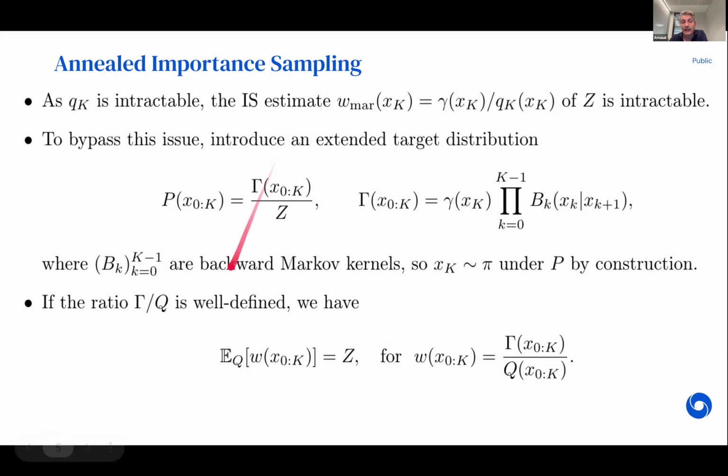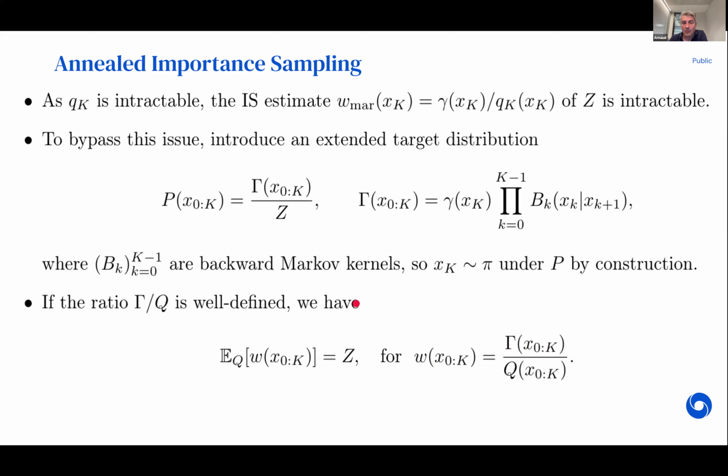But basically, if the Radon-Nikodym derivative of P with respect to Q is well defined, then the expectation of this extended importance weight is given essentially by the normalizing constant of interest. Okay, so that's the really key idea that is behind annealed importance sampling.